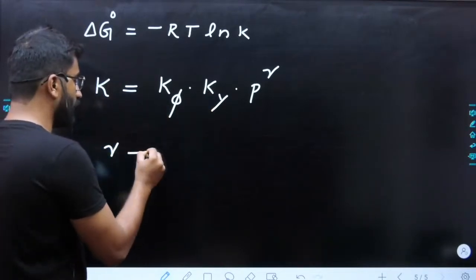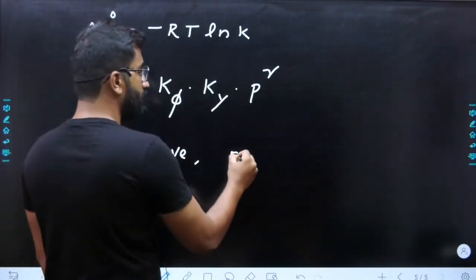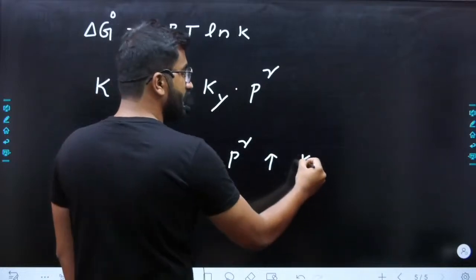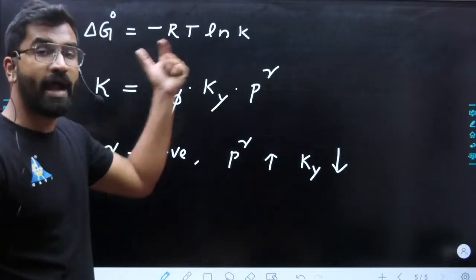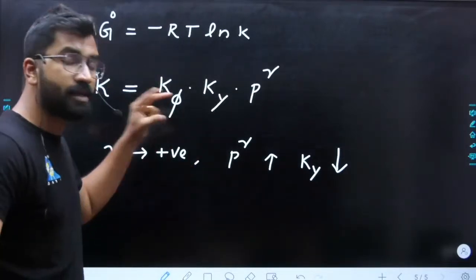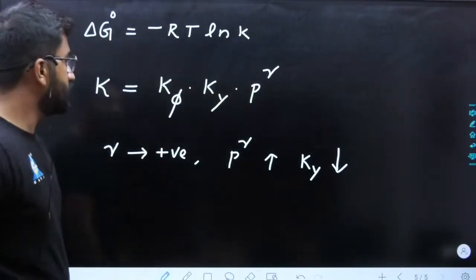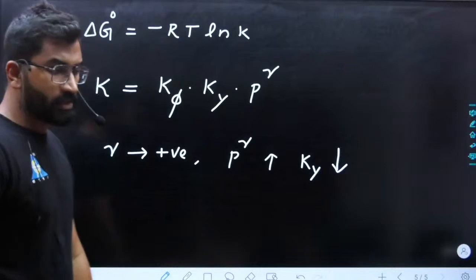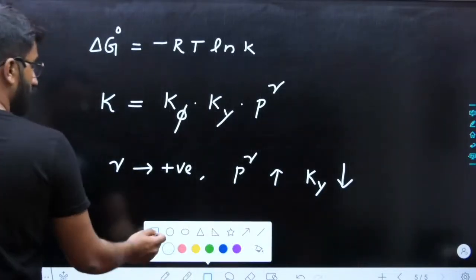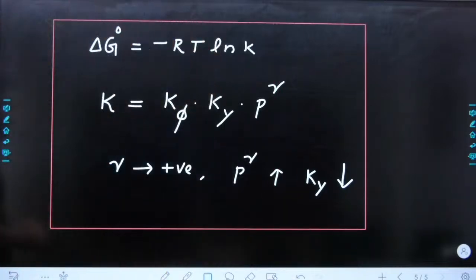Now, if nu is positive, what will happen? When we increase the pressure, P power nu will increase, so Ky will decrease. So if you want more conversion in this case, you need to decrease the pressure. The opposite case is opposite: if nu is negative and you increase the pressure, you will have more conversion. Understanding this is important. This is the total relation you need to remember for chemical reaction equilibrium.